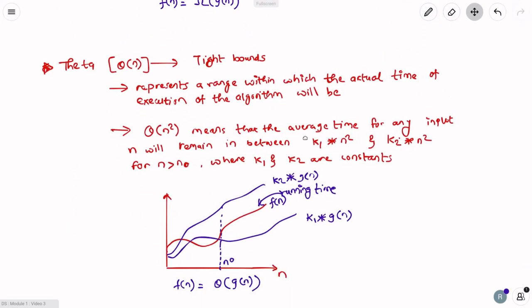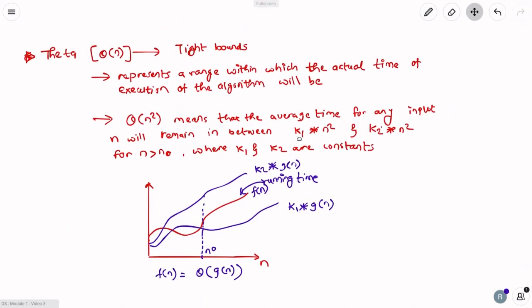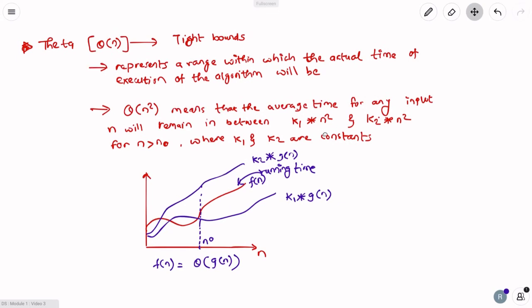Now this theta notation represents the tight bound. By tight bound, what we mean is, by theta notation we can get the range in which the running time of the program is going to lie. So in this graph you can easily see that this red line is basically representing the actual running time of the program, and these two blue lines are representing the range in which the running time is going to lie. So this is basically the tight bound for the running time of a program.